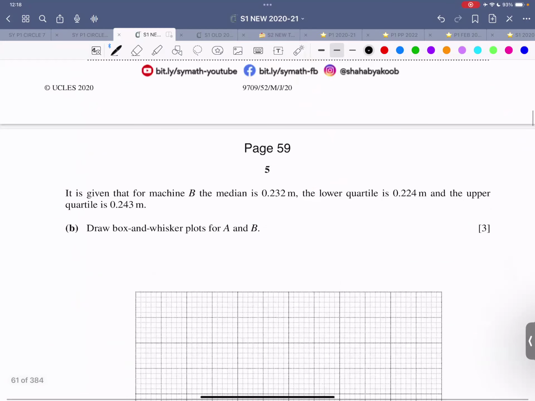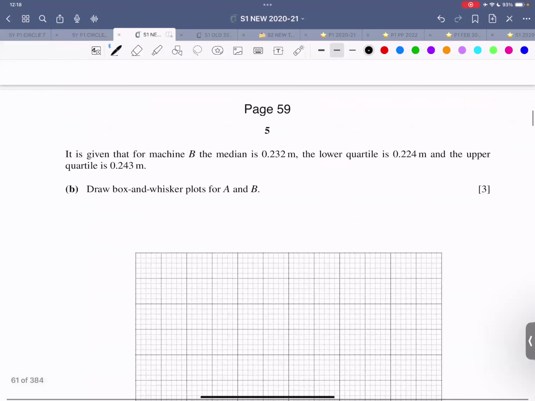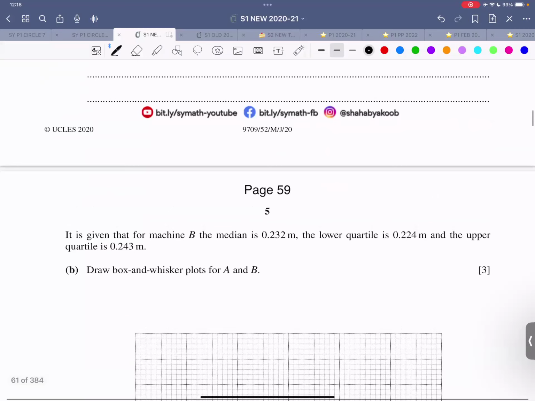Now it says it is given for machine B: the median is this thing, the lower quartile is this thing, the upper quartile is this thing. Draw a box and whisker plot. First of all, let me write B over here. Let me write lowest value, lower quartile, median, upper quartile, highest value. The same goes for A over here.